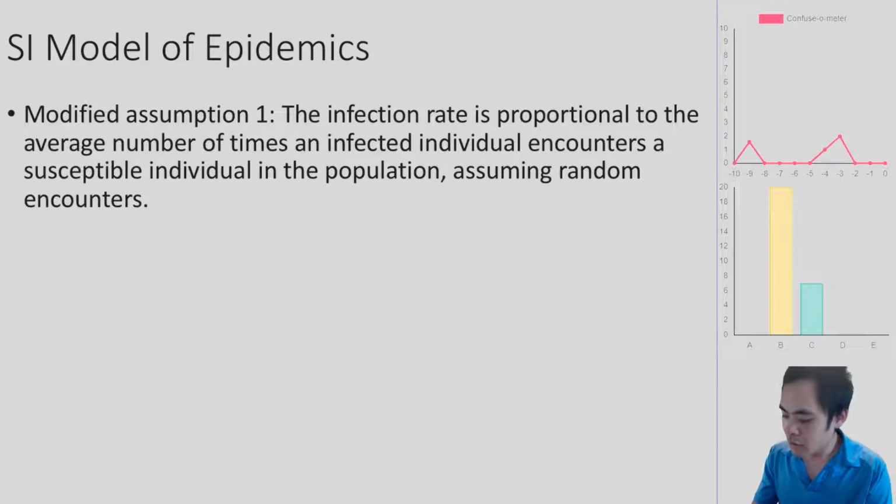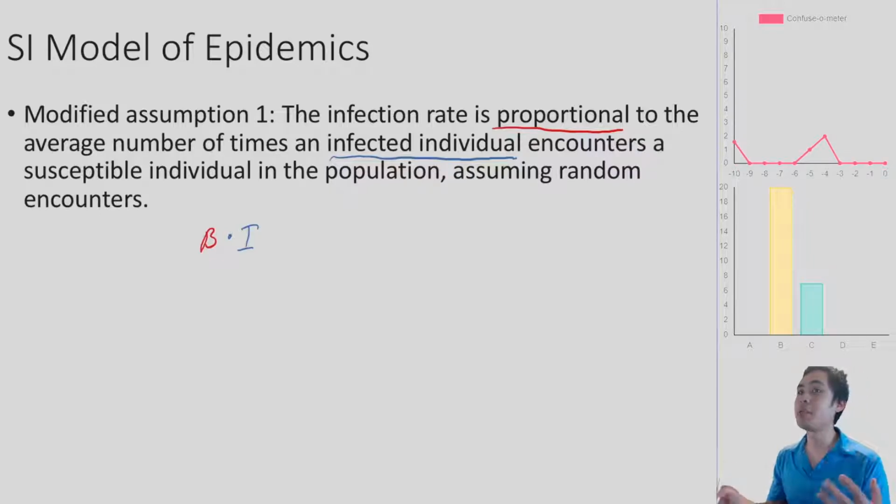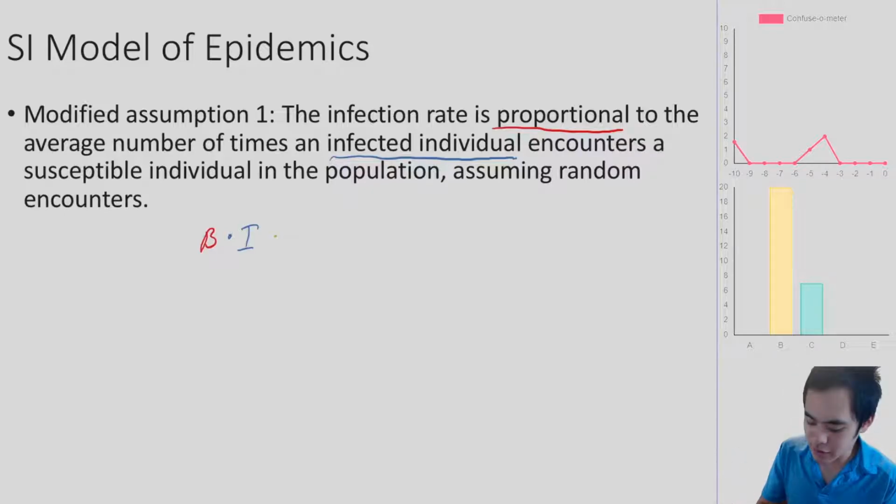And so when we write out this formula, well, we have this proportionality constant, so that's just beta, times the average number of times an infected individual, so that's beta times I, encounters a susceptible individual in the population. So what's the chance that if you encounter a random person in the population, that they're susceptible? Well, it's the number of susceptible people divided by the total number in the population, so that's times S divided by N. So this is now our new infection rate.